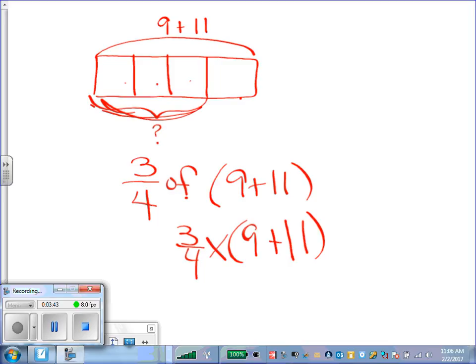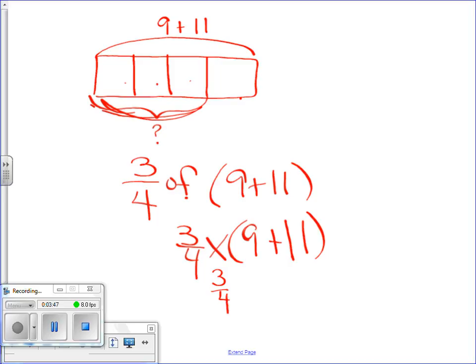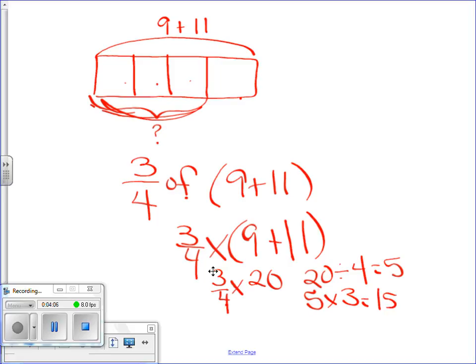Now what's 9 plus 11? 20. So 3/4 of 20, and then you're doing the thing. 20 divided by 4 equals 5. 5 times 3 equals 15. So the question mark is 15. Oh, now I get it.